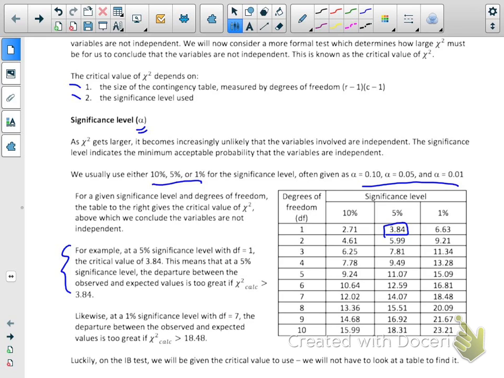If we have a 1% significance level with a degree of freedom of 7, so here's my 1% degree of freedom 7, we have 18.48, and again, it would be too great if it's greater than that value. Like I said, on the exam, you will be given those critical values. You won't have to look at the table to find it. And you'll compare it to the chi-squared that your calculator will give you here momentarily.